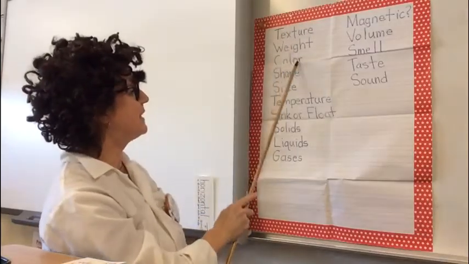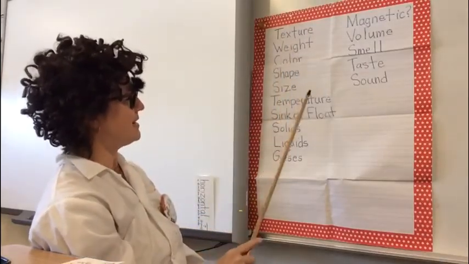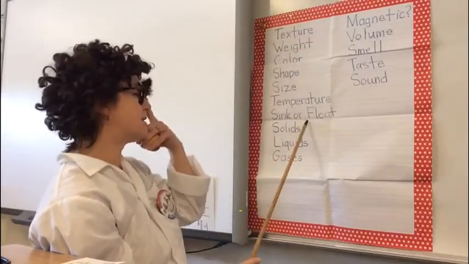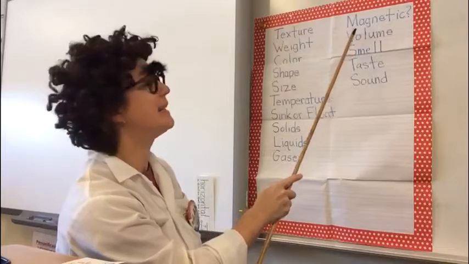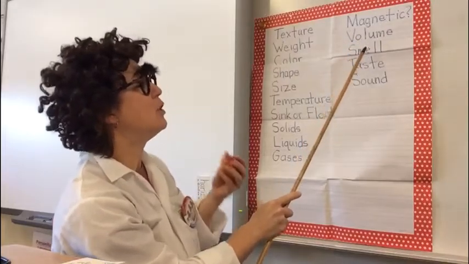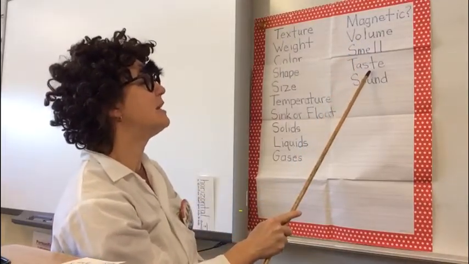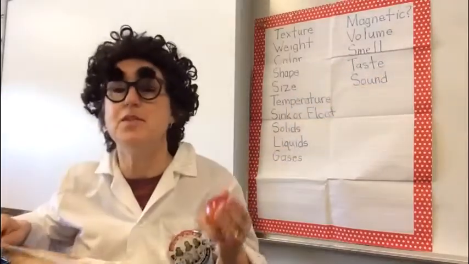Texture, weight, color, shape, size, temperature. Do they sink or float? Are they solids, liquids, or gases? Are they magnetic? What is their volume? Do they smell? Do they taste? And can you hear them with sound?